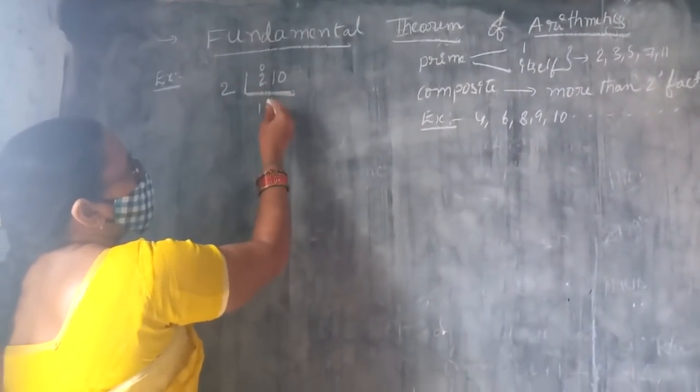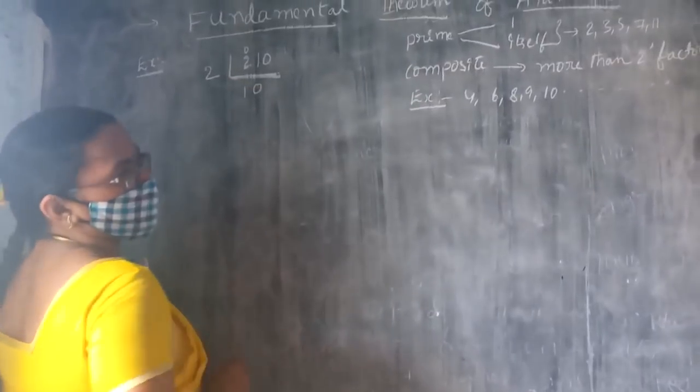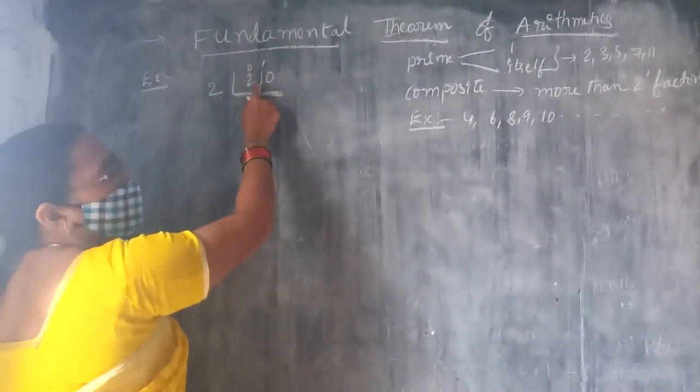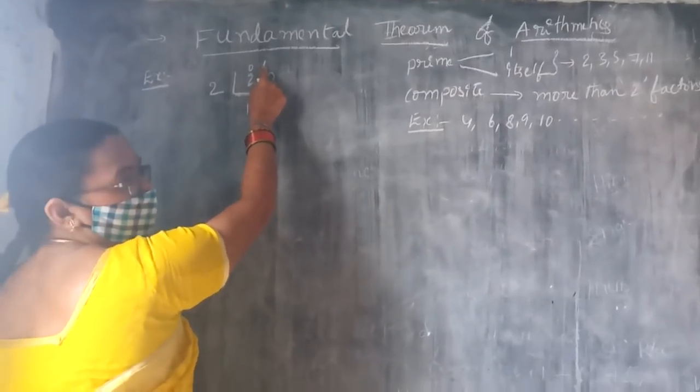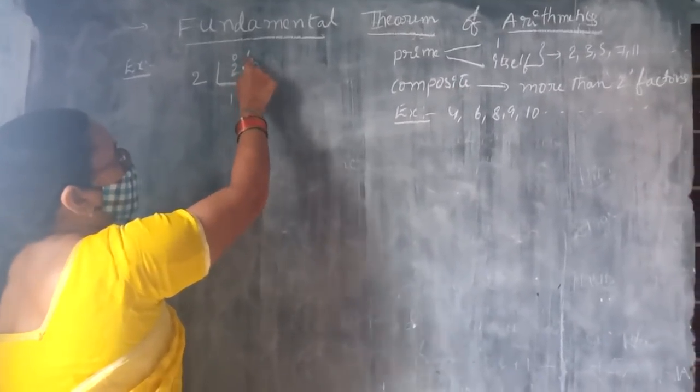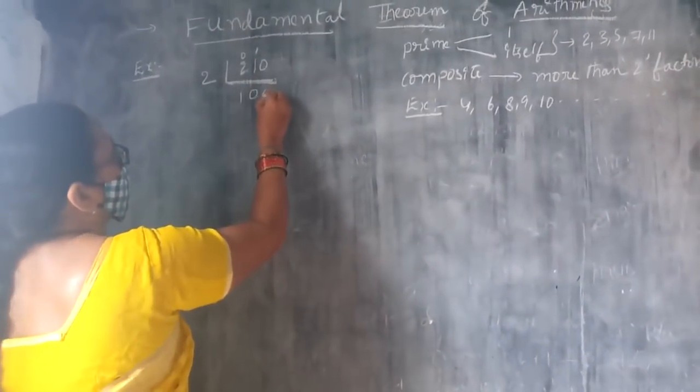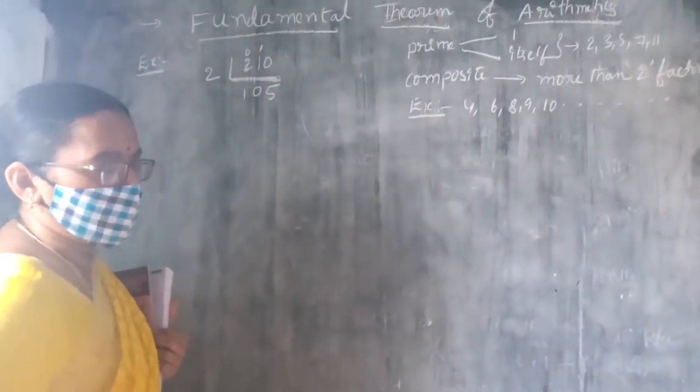Here 1. How many times divisible? 0 times. What is the remainder? 1. 1 is in the tens place, so the value of 1 is 10. So 10 plus 0 is 10. How many times divisible by 2? 5 times.